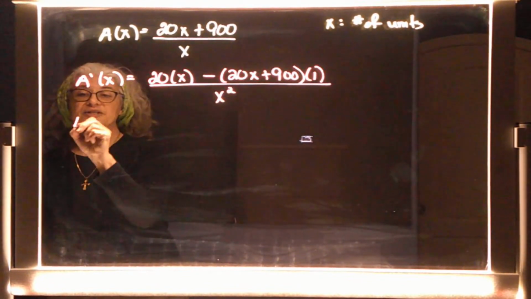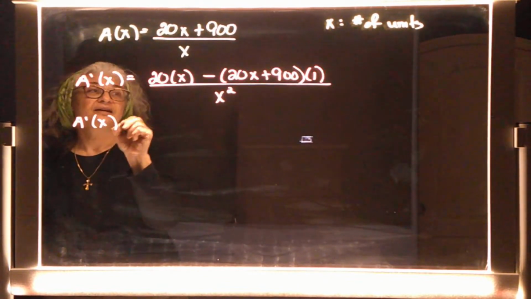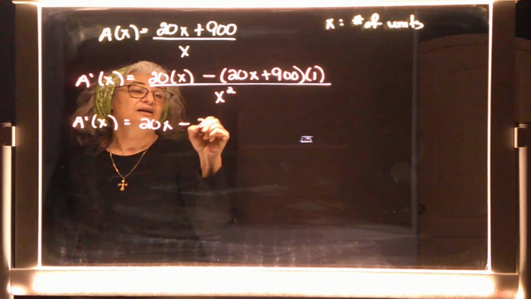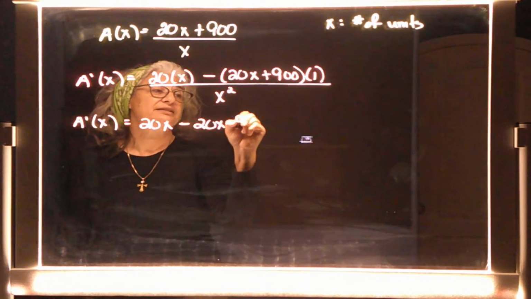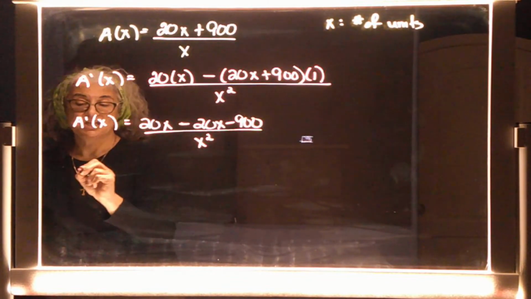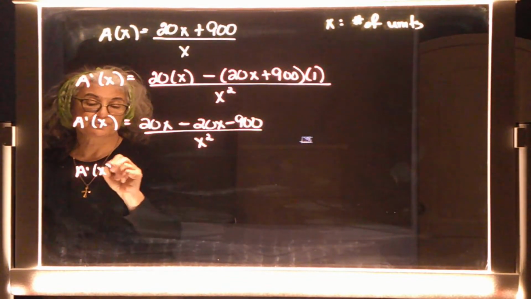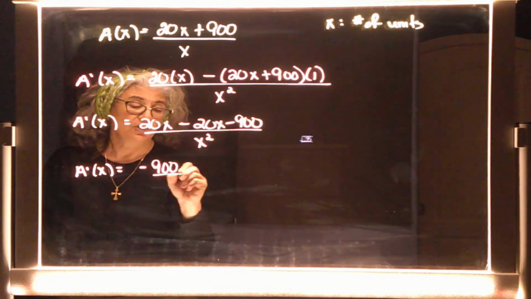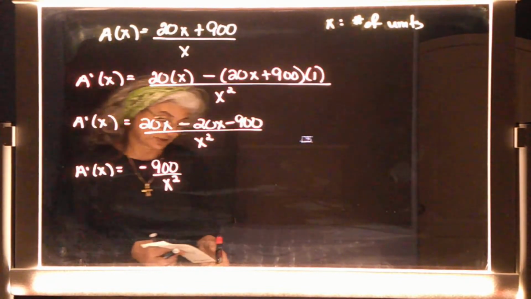Okay, so gratefully, this one isn't too bad, as we need to simplify. So we have 20x minus 20x minus 900 over x squared. So it looks like our first derivative for the average cost is going to be negative 900 over x squared. Do you agree?